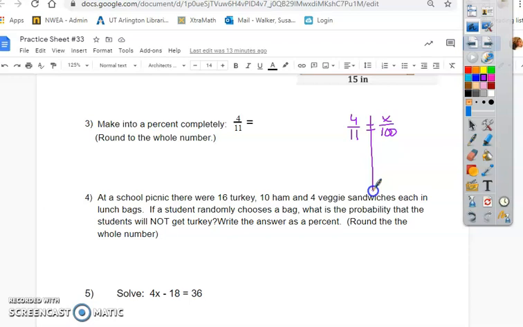Okay. Now, number 4 says, at a school picnic, there were 16 turkey, 10 ham, and 4 veggie sandwiches, each in lunch bags. If a student randomly chooses a bag, what is the probability that the student will not get turkey? And we're going to write this as a percent. Guys, this is just the same as what we did last week. Okay, just the same.